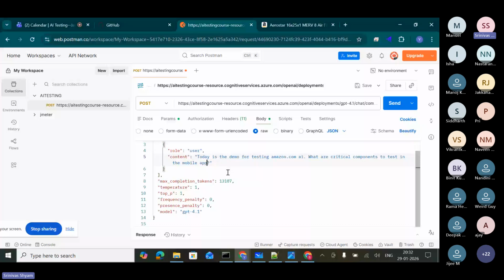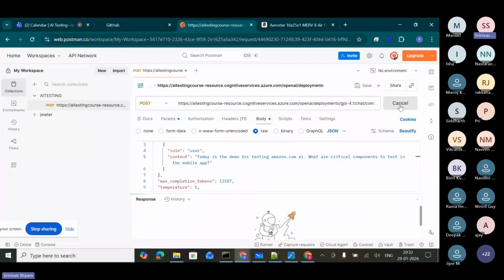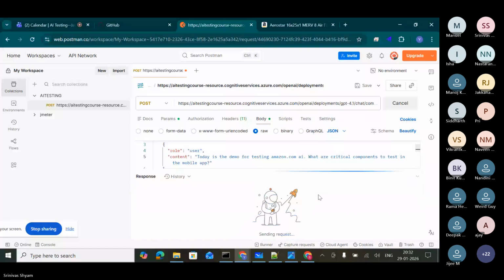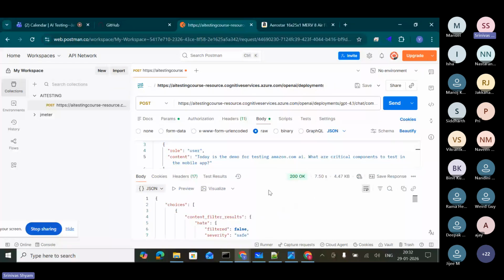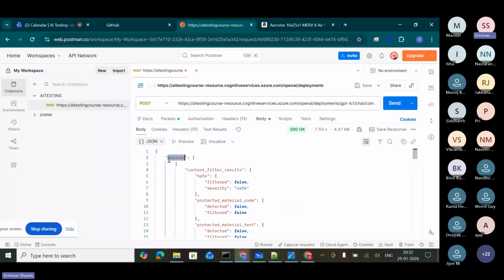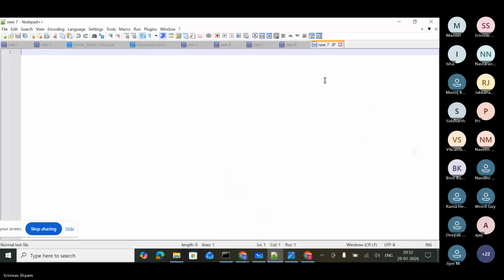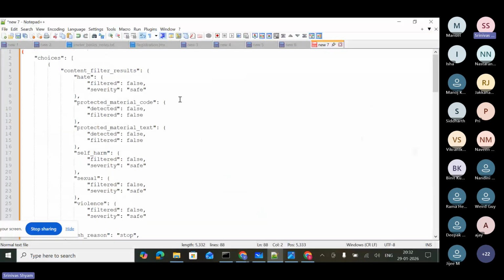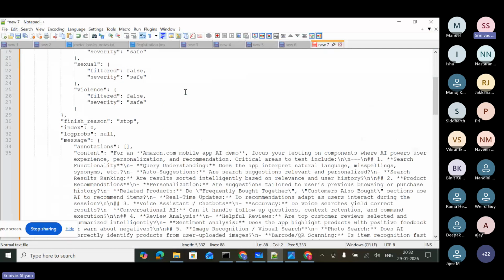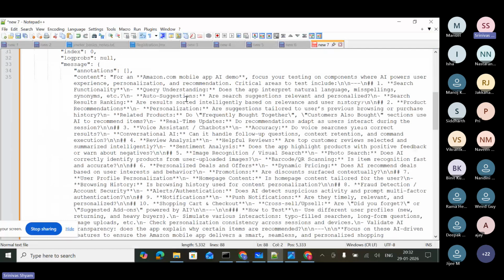Now by just updating this question, I'll click on send. Basically, I'm hitting that API. Okay, so I get the response. If I copy the response and show it here, you can clearly see the answer it gave: for an Amazon.com mobile app API demo, focus your testing on components where AI powers user experience, personalization, recommendation, critical areas to include search functionality, query. Are you getting what I'm trying to say, everyone?